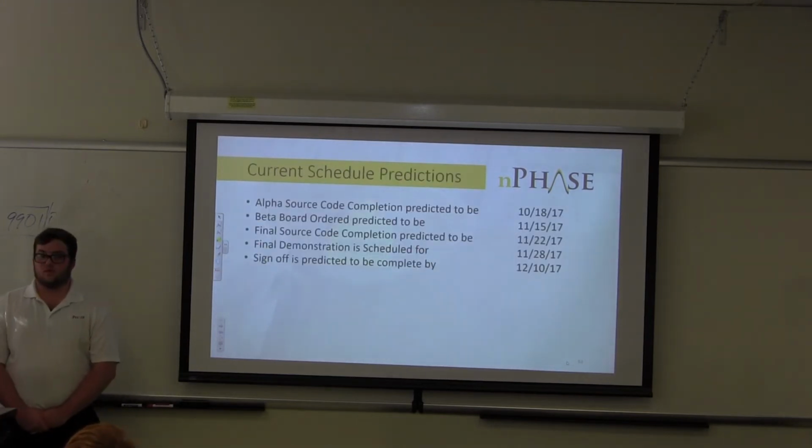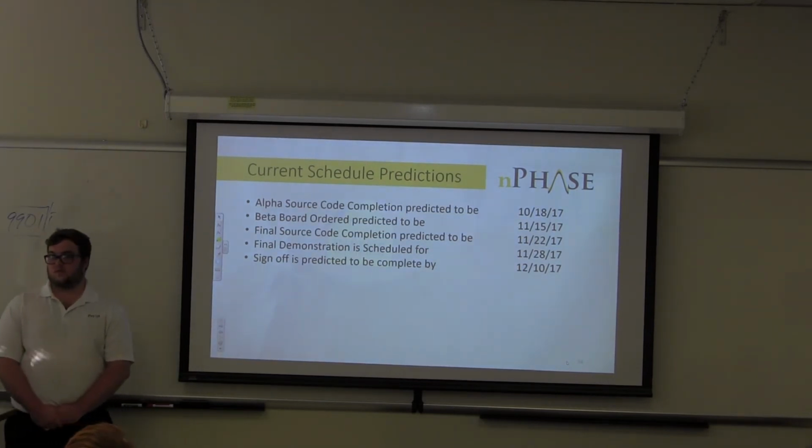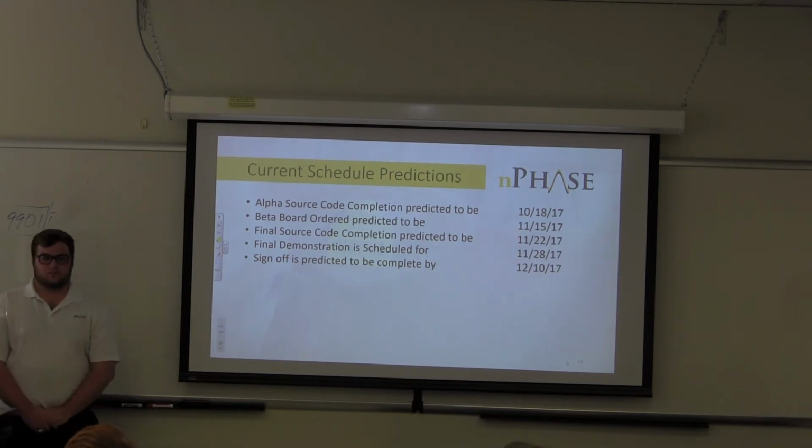8th. Our current predictions: alpha source code, we're predicting to be done by the 18th of this month. Beta board, again, hoping to be ordered by the 15th. Our final source code is hopefully completed by the 22nd. Final demonstration is scheduled for the 28th, and sign-off is the 8th.